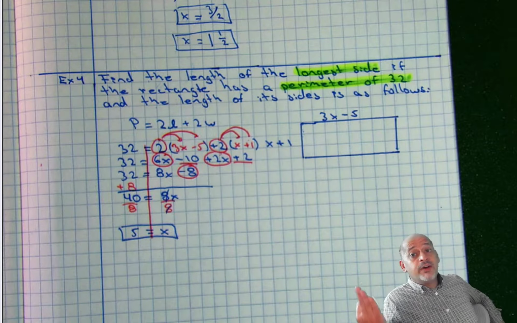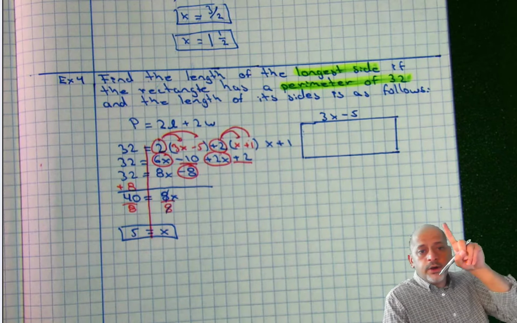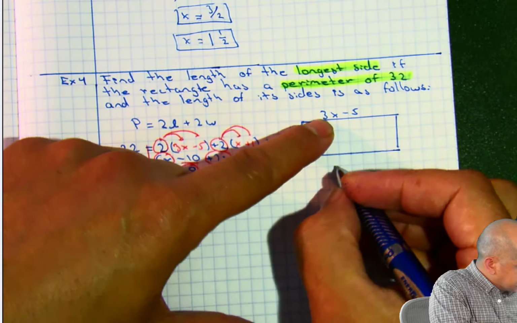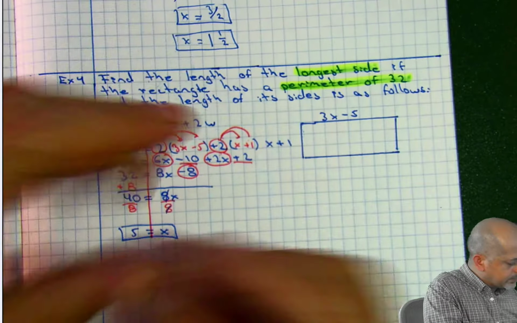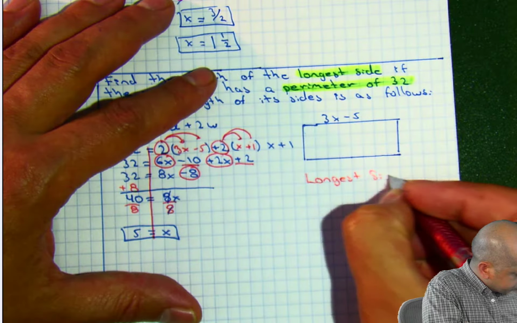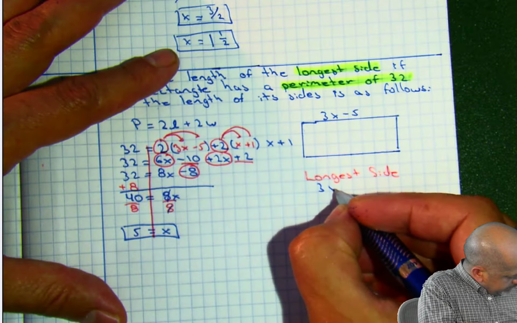If they were asking for the value of x, then yeah, we'd be done by now. But in this case, they're asking for the longest side. The longest side in this case is 3x minus 5. So let's go and write down longest side will be 3x minus 5.